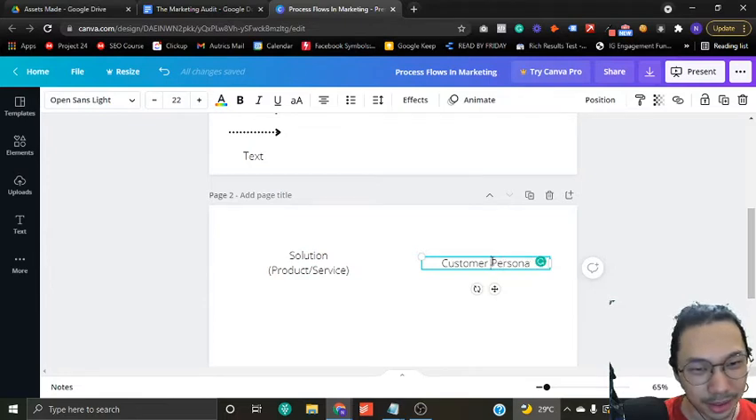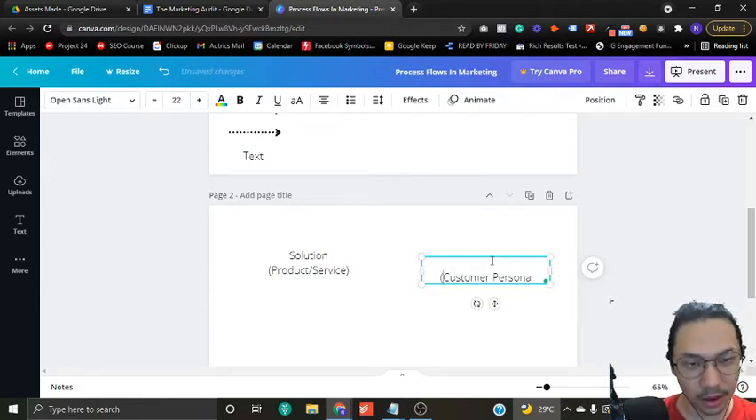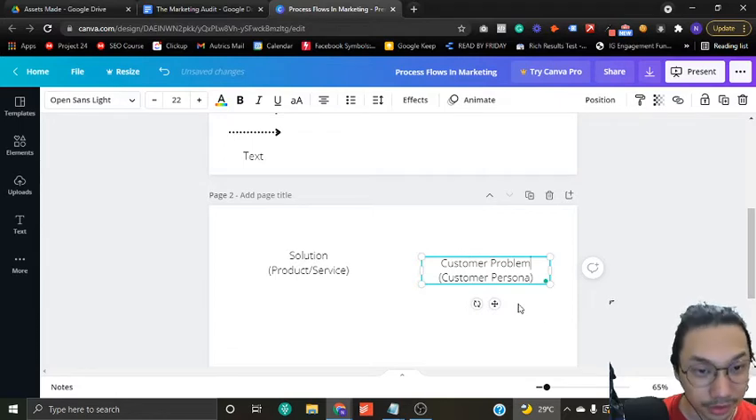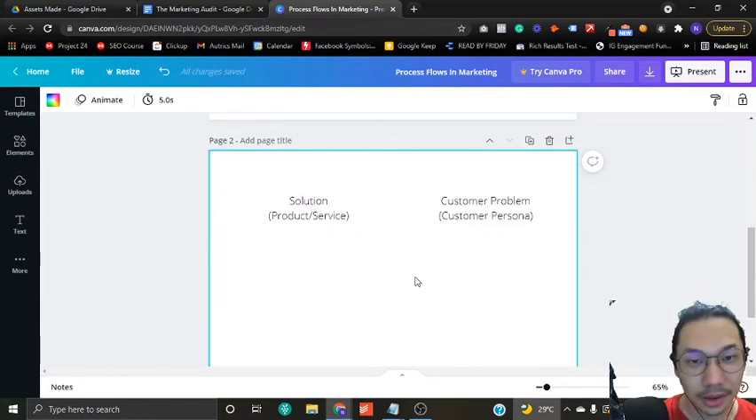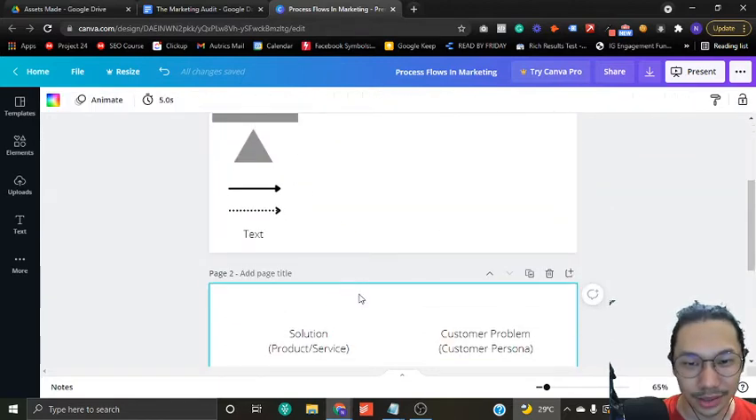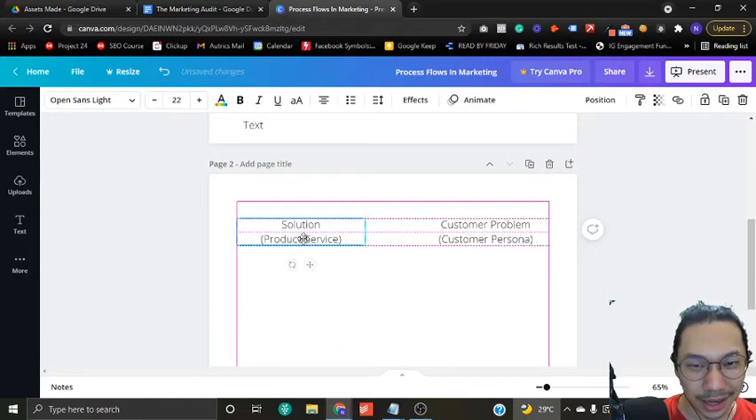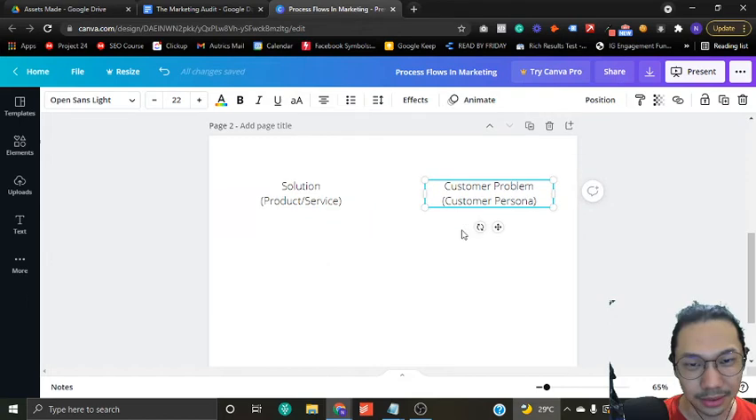Let's change this up a bit. I believe the more accurate term would be customer pain points, customer problem. So what are you trying to solve within the customer persona? Because certain people have certain problems, and certain solutions solve specific problems. So what we need to do first is, let's see, you can either start here or here.